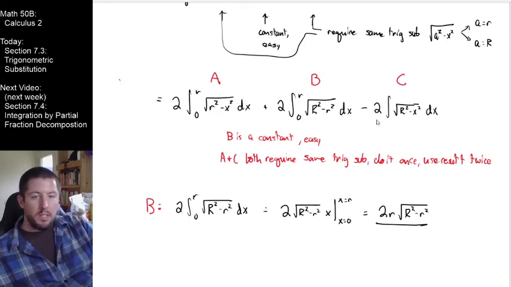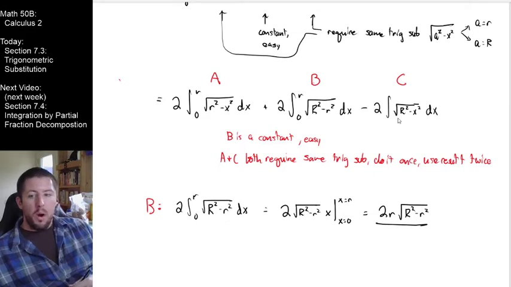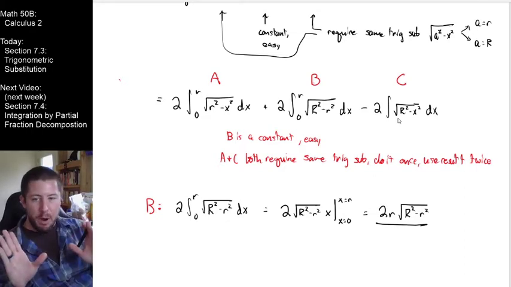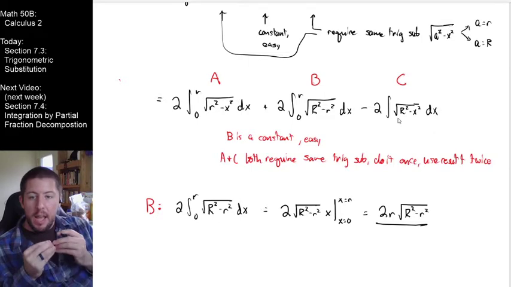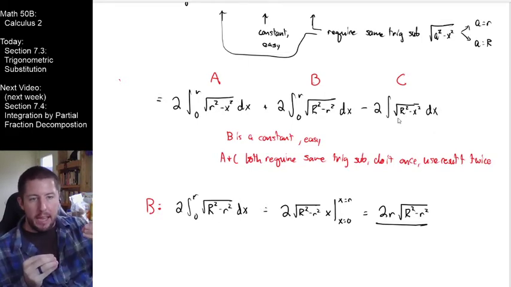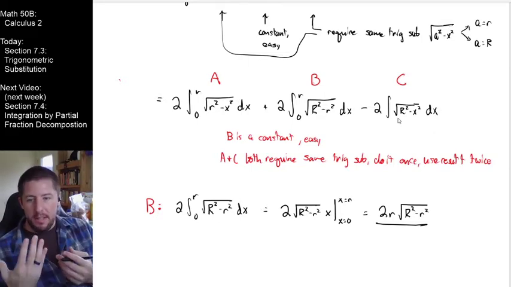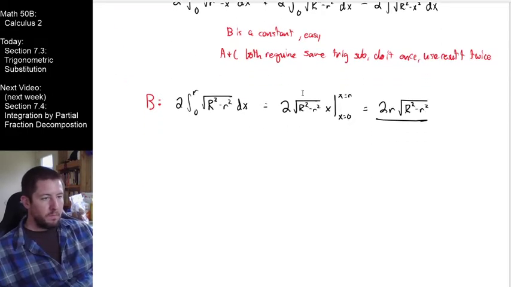The remaining 2 integrals, A and C, I need to do some work for. It's a trig sub, but the work is going to be identical for both. So I'm going to do one general version and use that result by plugging back in a equals little r, a equals big R once I'm done and I get my answer.